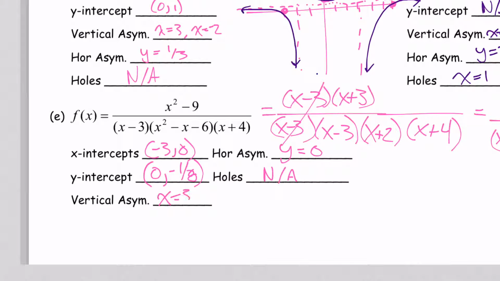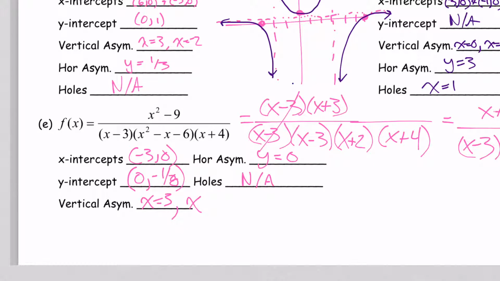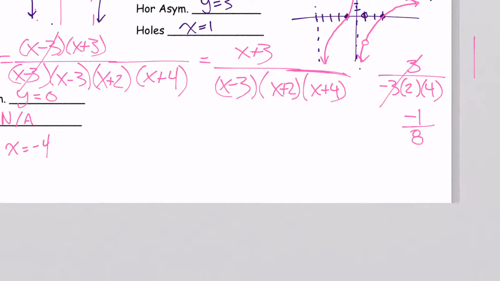So that's kind of weird, right? It's like I had a hole there, I took it out, but I still have an asymptote there. And that kind of overpowers the hole in a way. So let's call it x equals 3. Let's look at the x plus 2. That's going to give me an x equals negative 2. Let's get the x plus 4. That's going to give me an x equals negative 4. So I have all the stuff, and now I can sketch this puppy in.